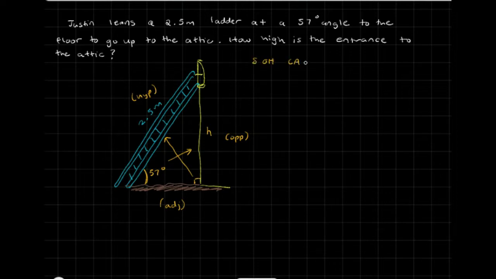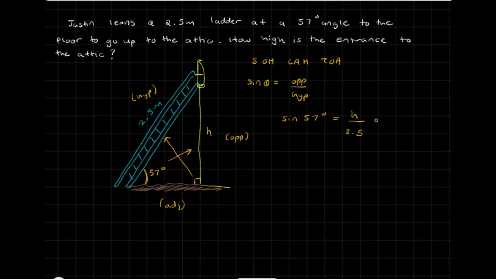If you want to solve for h here, I would try to use a trig ratio that employs the opposite side on the numerator. So you can either use the sine ratio or the tangent ratio. I would tend to use sine because we're actually given the hypotenuse. Sine theta is the opposite side over the hypotenuse. You're not given the opposite, but you're trying to solve for it, and you're given the hypotenuse. So in this case, sine 57 degrees is equal to h over 2.5.